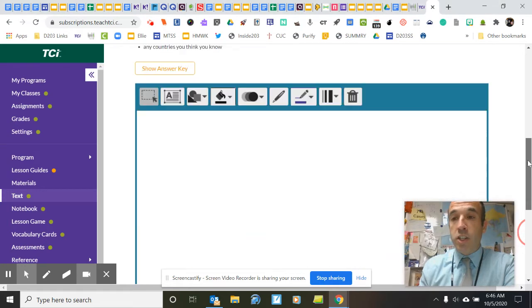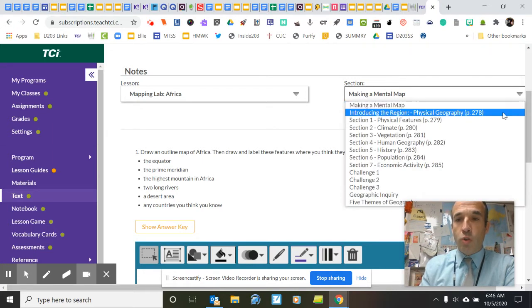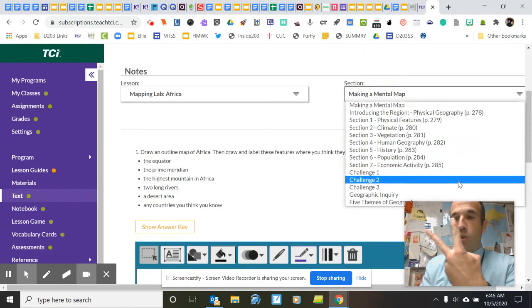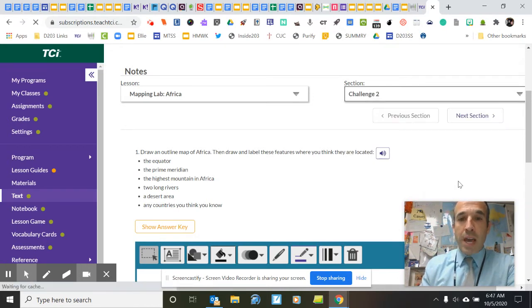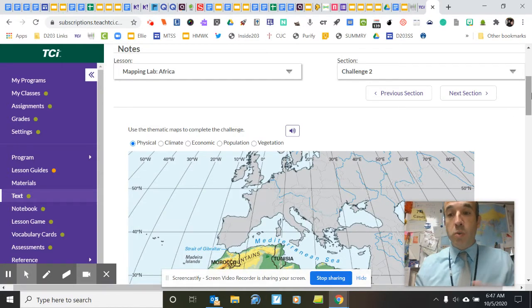This Challenge 2 that we're going to do is further down. So rather than toggle through hitting the next section button, you're going to click on this, the downward triangle, and you're going to scroll down to Challenge 2. Which challenge? Challenge 2. All right. When you do that, it will load. Now, Challenge 2 is the one, every time we use the mapping lab, that I like the best. This one I think gives you the best practice utilizing maps.